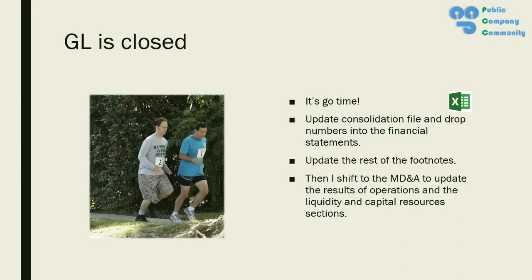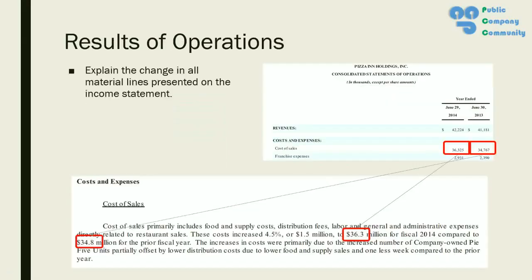Now, after I've updated all of the F pages, I shift my focus to MD&A, and the most time-consuming sections of the MD&A are the results of operations and liquidity and capital resources sections. The results of operations section provides the explanation for the material fluctuations in the specific lines of the income statement. Typically, companies are going to provide a paragraph that explains the fluctuations, and such explanations must be quantified. So let's take a look at this Pizza Inn example here.